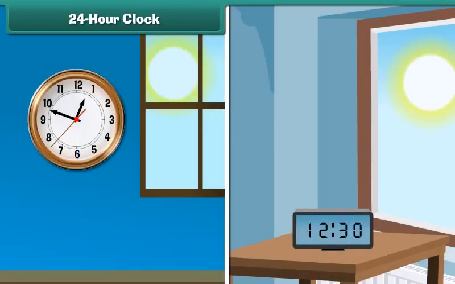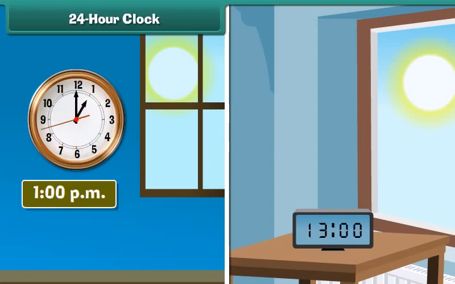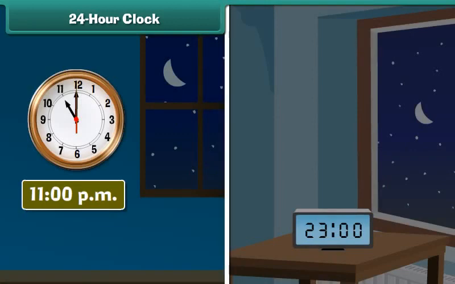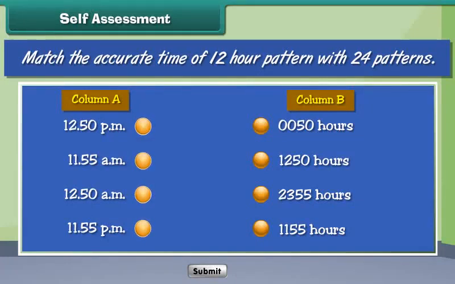After 12 noon, the 2 clocks differ in their representation of time. 1 p.m. on the 12-hour clock is represented as 1300 hours on the 24-hour clock. 1300 is nothing but 1200 plus 0100. Similarly, 11 p.m. on the 12-hour clock is represented as... Self-assessment. Match the accurate time of 12-hour pattern with 24-hour patterns.